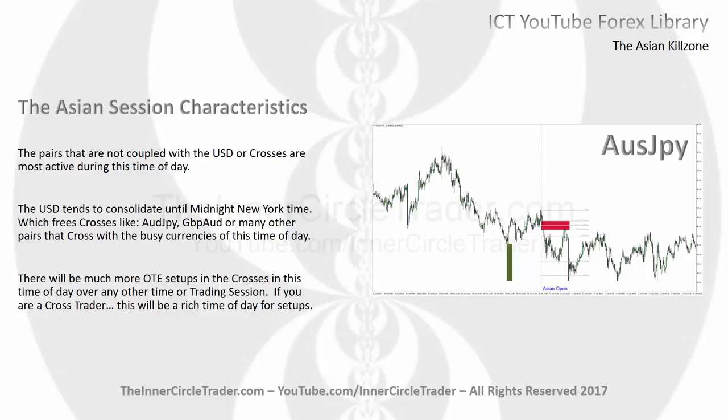Now, the pairs that are not coupled with the dollar index, or as we refer to them, crosses, are most active during this time of day. The US dollar tends to consolidate until midnight New York time, which frees crosses like Aussie yen, pound Aussie, and many other pairs that cross with the busy currencies of this time of day. Now, what type of currencies would that be?